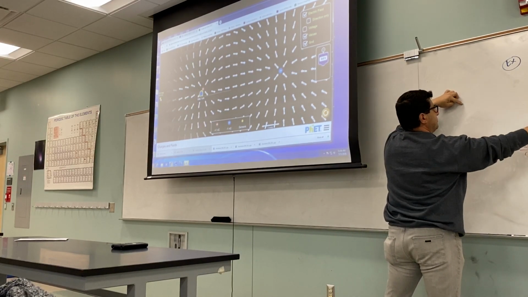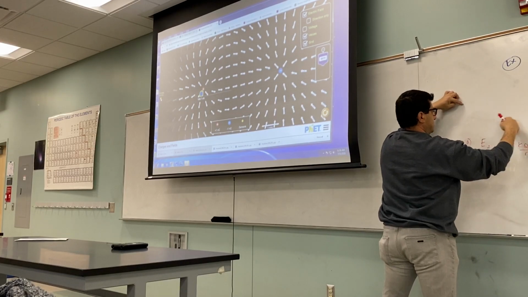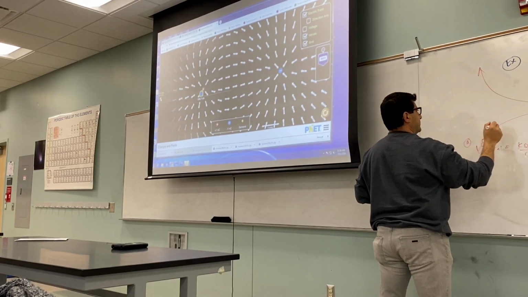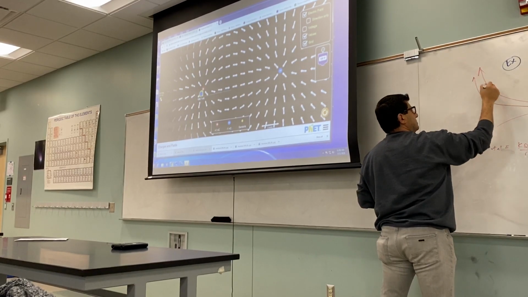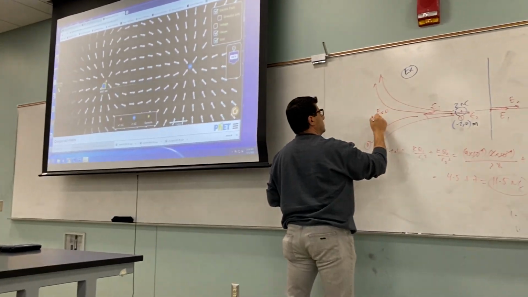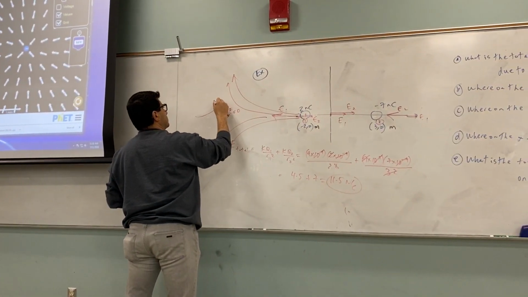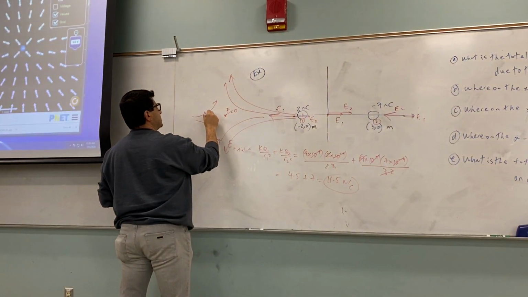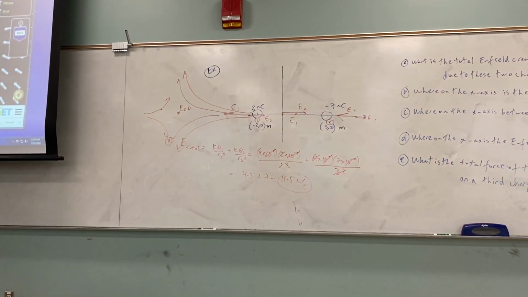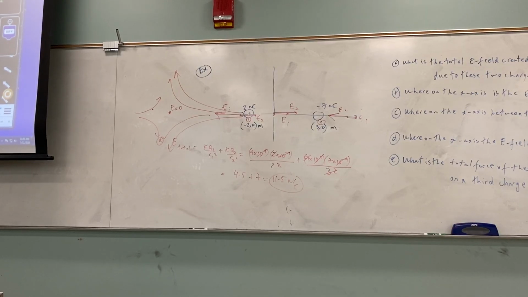So over here, it should be like this, like that, until the point where the E field is 0. Then it goes like this. But here it's very weak, you know. So we would have to go to the simulation, we would have to go on that side.